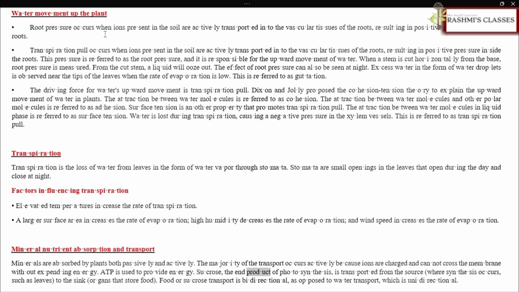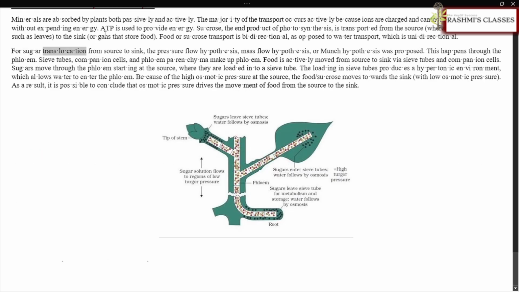Sucrose, the end product of photosynthesis, is transported from the source, where synthesis occurs, such as leaves, to the sink, organs that store food. Food or sucrose transport is bidirectional, as opposed to water transport, which is unidirectional. For sugar translocation from source to sink, the pressure flow hypothesis, mass flow hypothesis, or Munch hypothesis was proposed. This happens through the phloem.